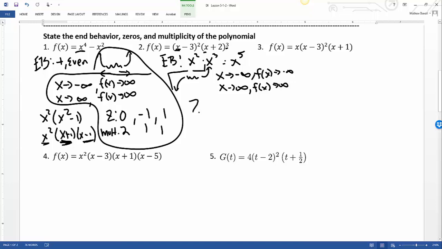Now my zeros, you set each factor equal to 0. So if I set x minus 3 equal to 0 and solve, you get 3. X plus 2 equal to 0 and solve, you get -2. Now how many do I have? So that's your multiplicity. So multiplicity 2, and I have 3 of them here.